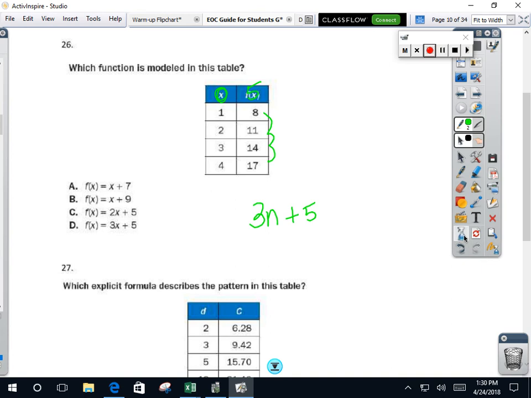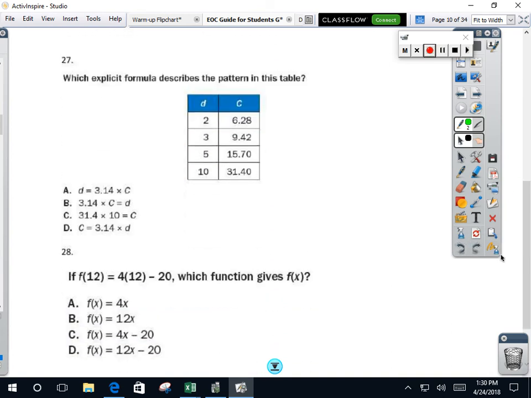Yes. All right, number 27. Which explicit formula describes the pattern in this table? Okay, Naya, what do you think? It's what? D is correct. Okay, how'd you get it?